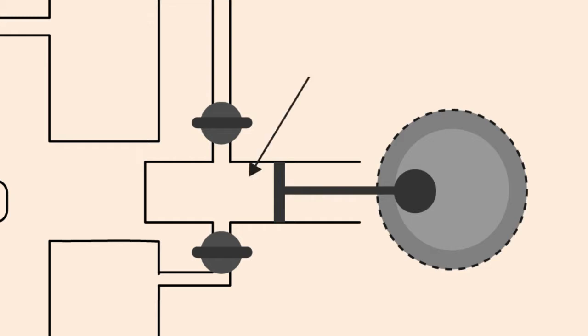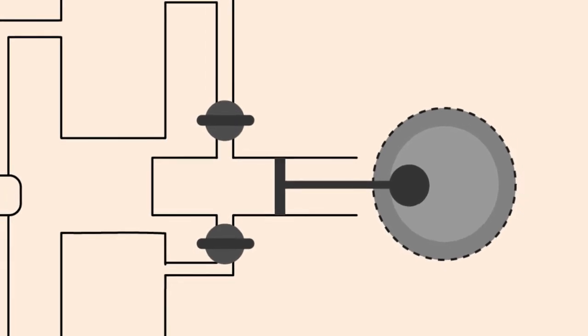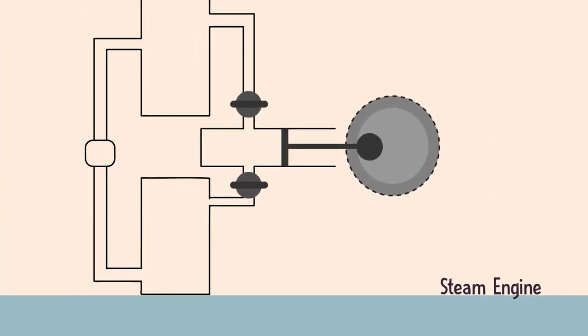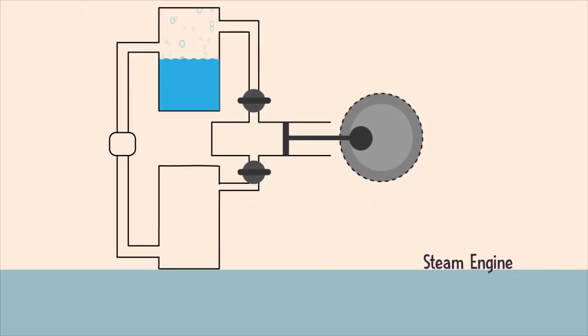This is cylindrical shaped container and piston is attached to it. This is the crankshaft which has the ability to transfer the power to the piston generated in cylinder. Let's study how this steam engine actually works.